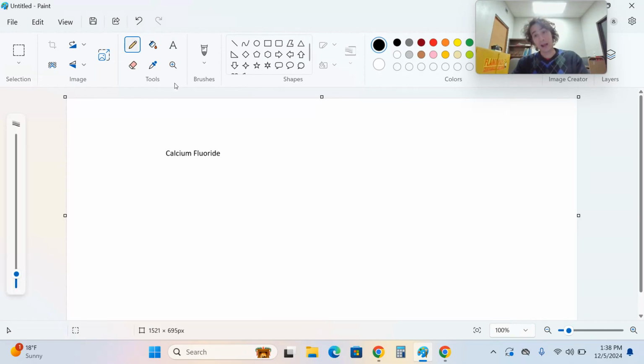What I would do is write out the symbols first. For calcium, you look at your periodic table and say, where's calcium? Oh, here it is, Ca.